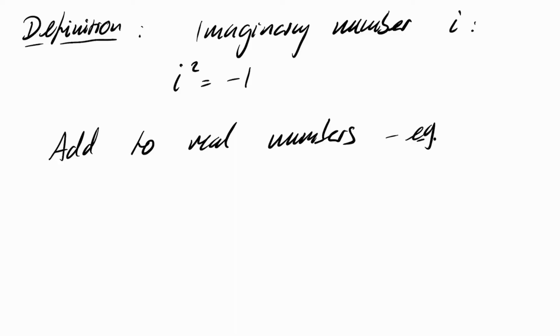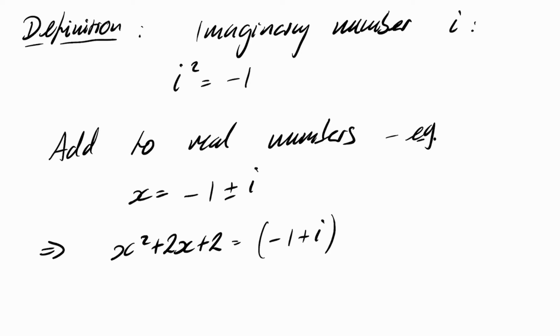And in fact, we can now add this to real numbers to form a complex number. So we saw the solution to the quadratic equation was minus 1 plus or minus i. So if we try and substitute this into the quadratic equation, which is where it comes from, we'll just choose a root with a plus in it. What do we get?